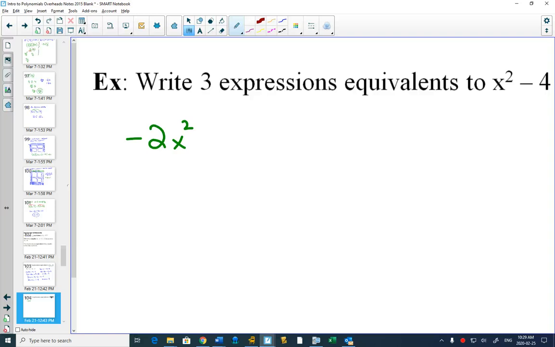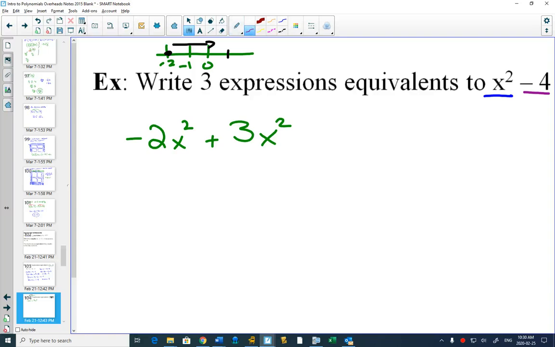What would you have to add to that to get an x squared? Remember that in order for things to be like terms, they have to have the same variable and the same exponent. So you're at minus 2 of them. You want to get to plus 1. How many x squareds would you have to add if you're at minus 2? If you add 2, you'd be back at 0. If you add 1, you'd be at negative 1. Here's negative 1, here's negative 2. This is where you're at. You want to get to here. Yes. Plus 3x squareds. And then we need something to equal the minus 4.